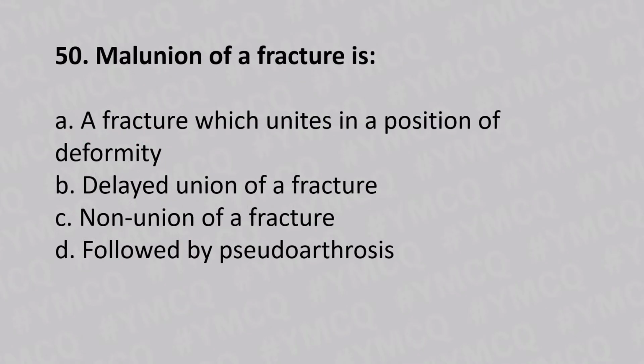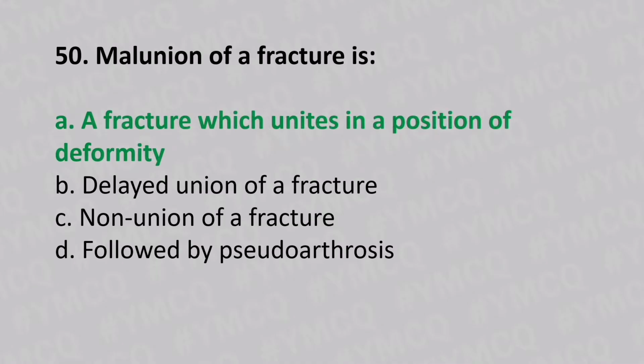Moving to our 50th question. Malunion of a fracture is? Option A, fracture which unites in the position of the deformity. Option B, delayed union of the fracture. Option C, non-union of the fracture. Option D, followed by pseudoarthrosis. And the answer is option A, fracture which unites in the position of the deformity.